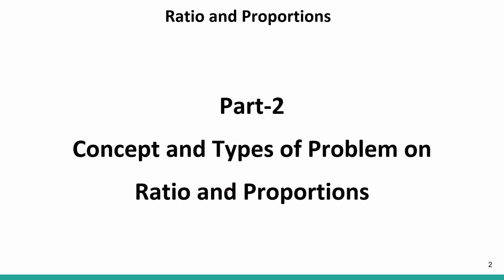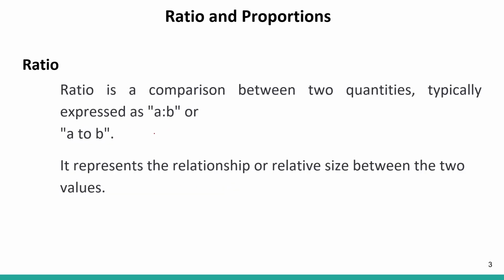So let's remember what ratio was. Ratio was nothing but a comparison between two quantities, typically written as A is to B or A to B, and it represents the relationship between the two values and the relative size between the two values.